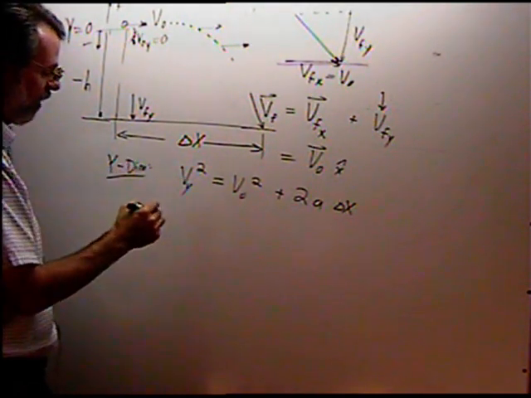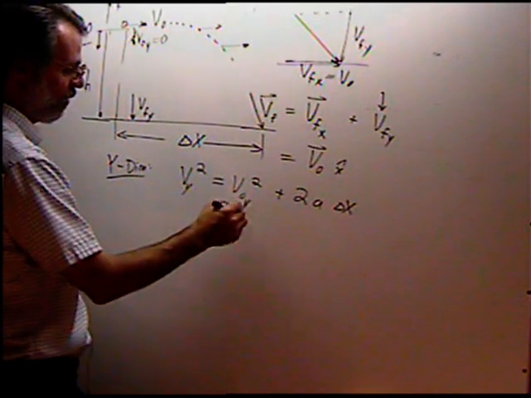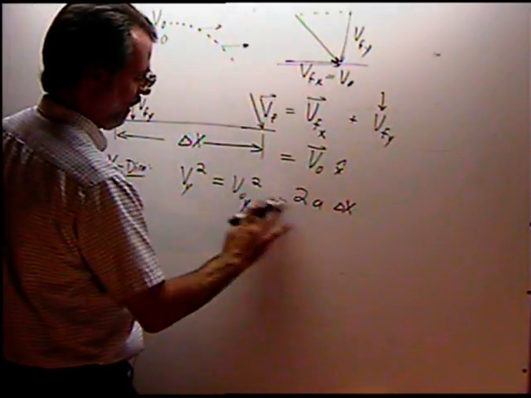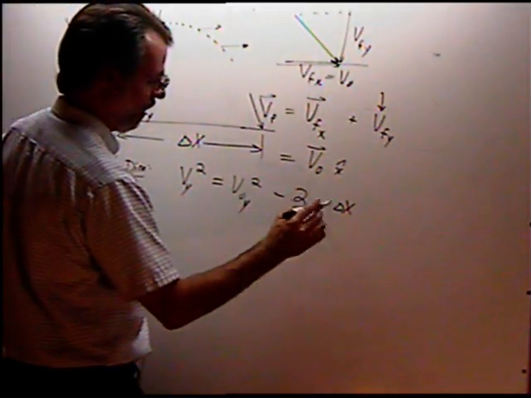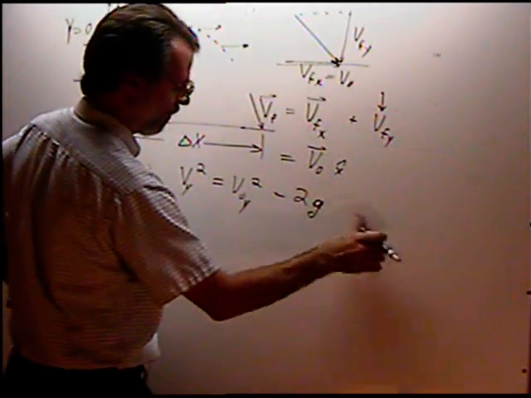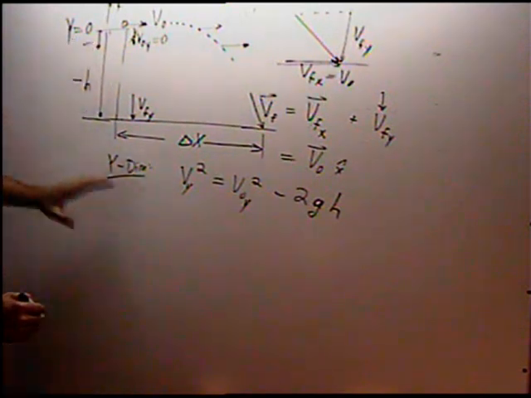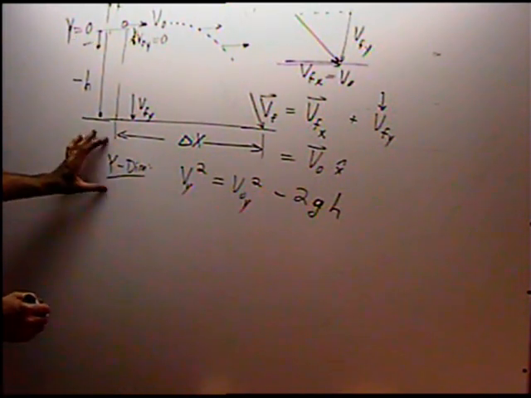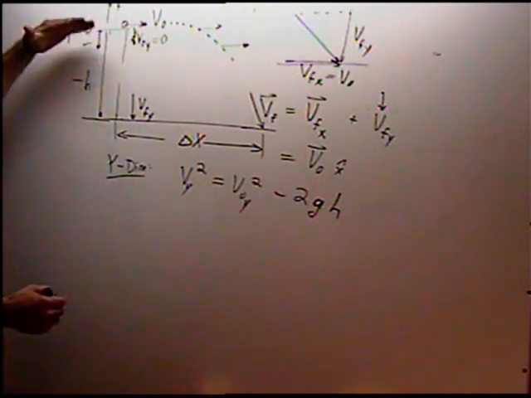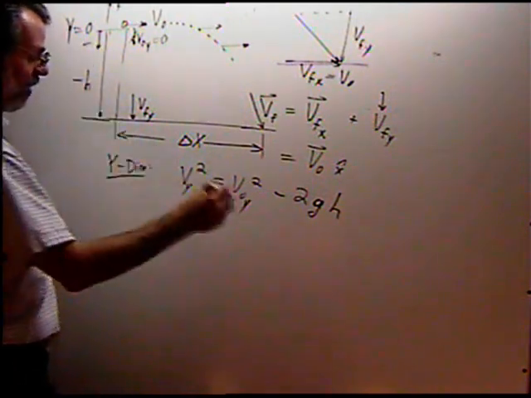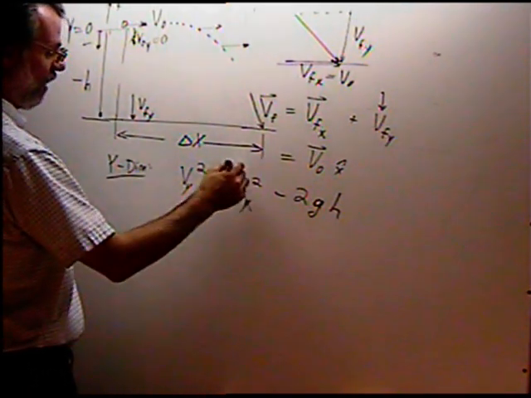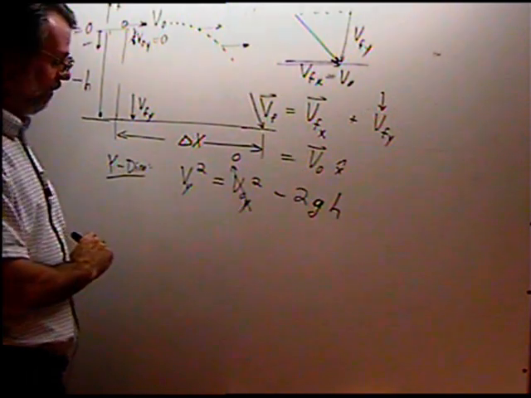Okay, here's the y component, the initial y velocity, and I'm going to put minus g. And instead of delta x, it's delta y, which is h. So this would be this equation, but in the y dimension. Okay, the initial velocity is 0, right?